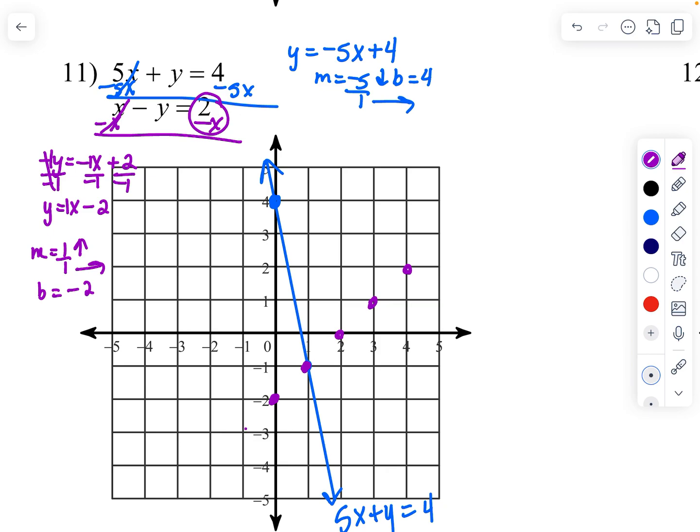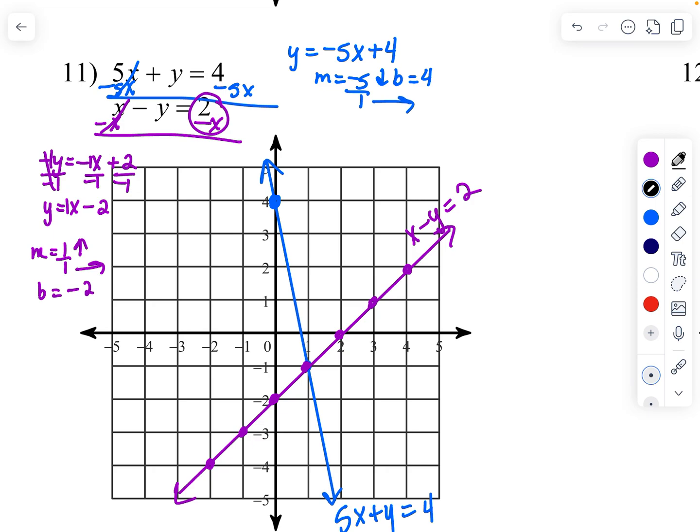I can even go down 1, left 1, down 1, left 1. As many as you would like. The more the merrier. Connect the points. Make it straight. Put your arrows. Label the original, which is x minus y equals 2. And the whole point of this is finding the solution.